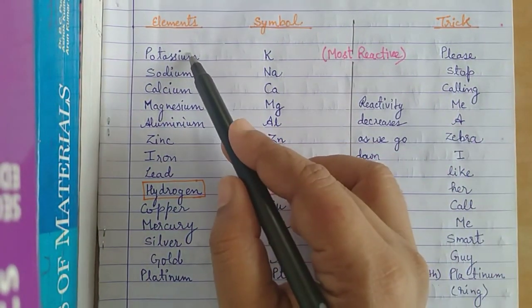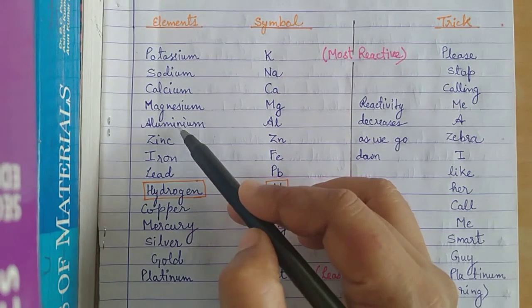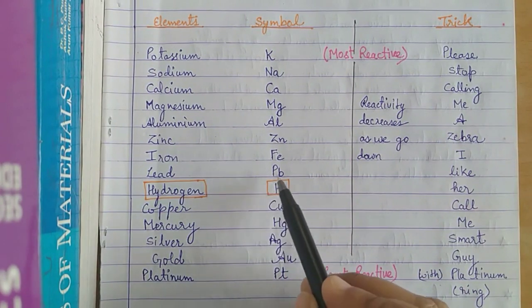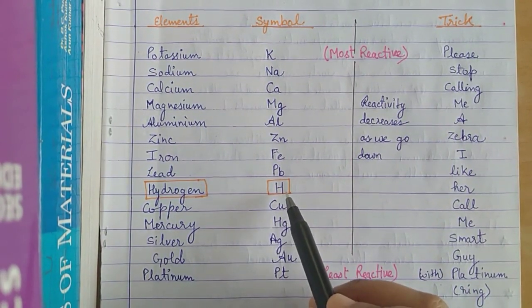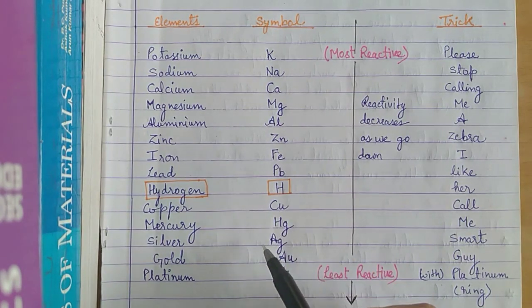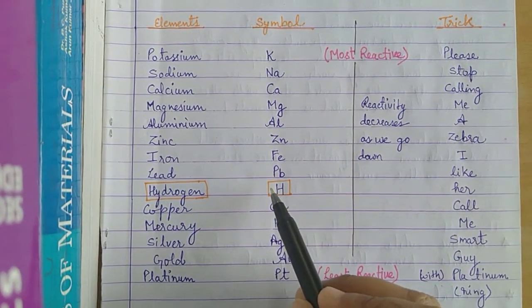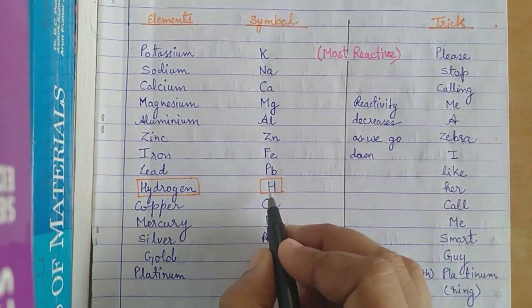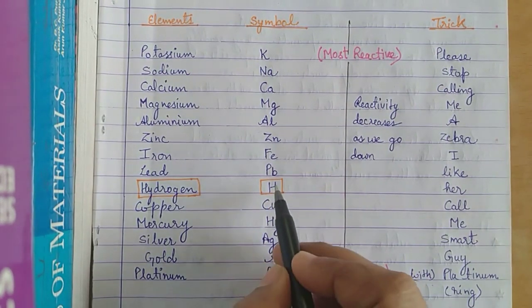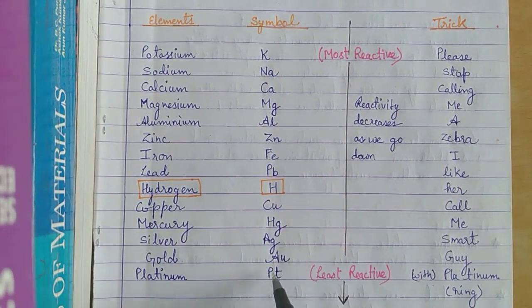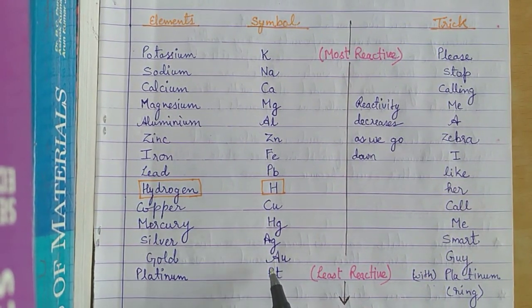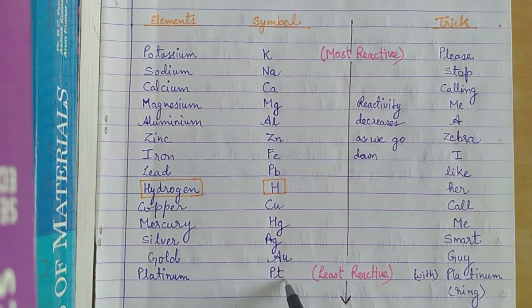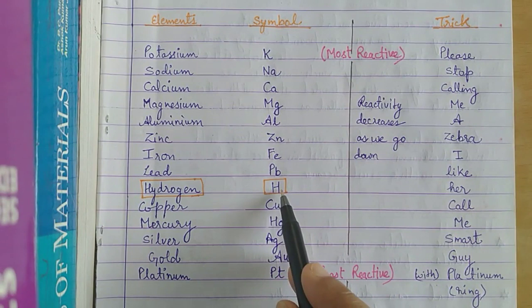Okay, so first element is potassium, then sodium, calcium, magnesium, aluminium, zinc, iron, lead, hydrogen. See, I have just surrounded the H. This H, hydrogen, is a non-metal. In this metal series, the hydrogen is a non-metal. So why is it placed in this reactivity series of metal? Because this hydrogen is more reactive than the element placed below it. This is the most important thing, because this hydrogen being a non-metal, it's more reactive than these elements. Okay, that's why it is given a place in this table.